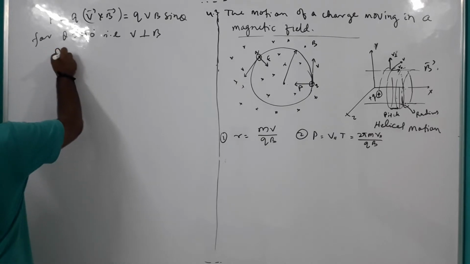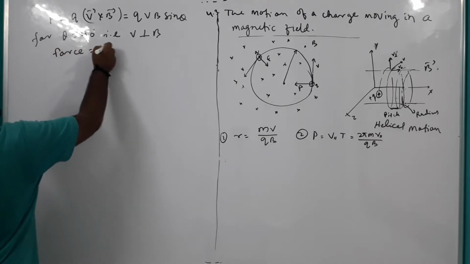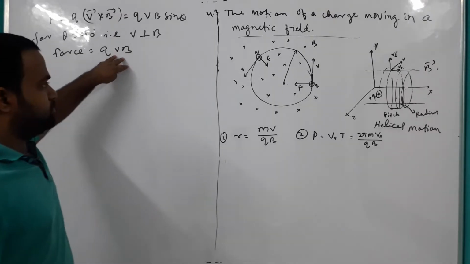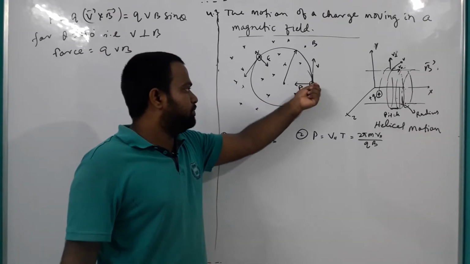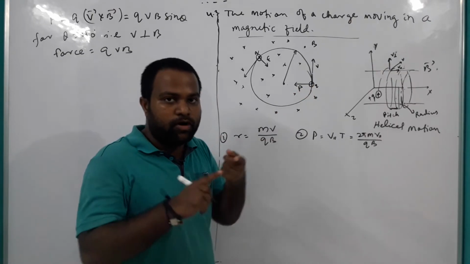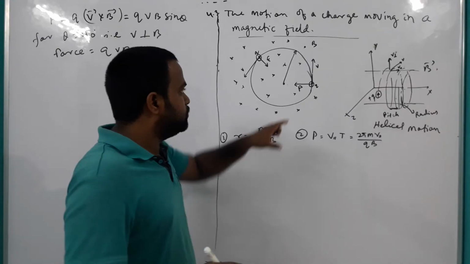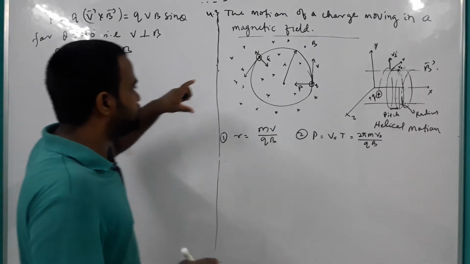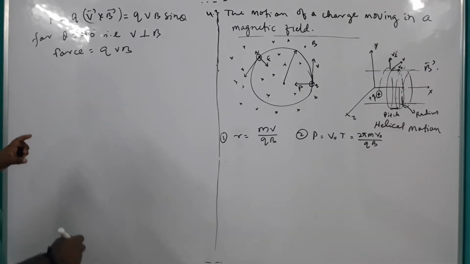Okay. So in this case, sin 90 is 1. So your force will be Q V B. This much force will be experienced by the particle if it will move perpendicular to the field. So how will be its motion? Its motion will be circular.